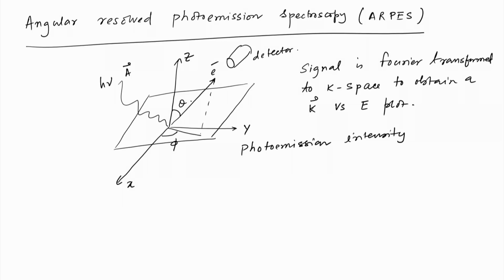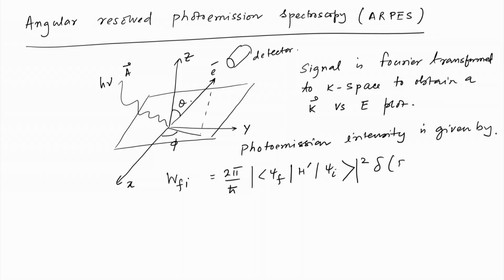So, the photo emission intensity is given by W_fi equals 2 pi over h cross, mod square of psi f H prime psi i, times delta of E f minus E i minus h nu, that is the energy conservation. One has to do a second order perturbation theory in H prime in order to get the intensity. This is called the Fermi's golden rule. You might know this from your quantum mechanics course on perturbation theory or scattering theory.